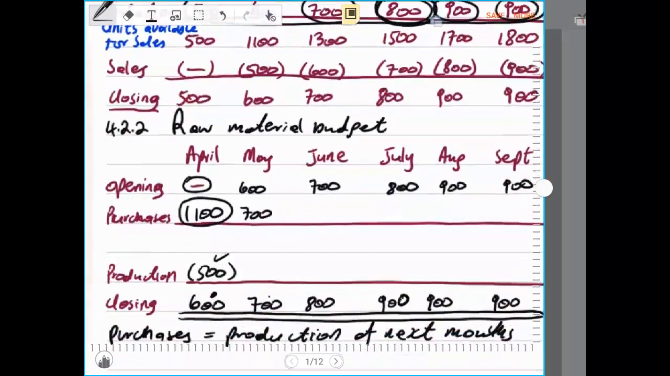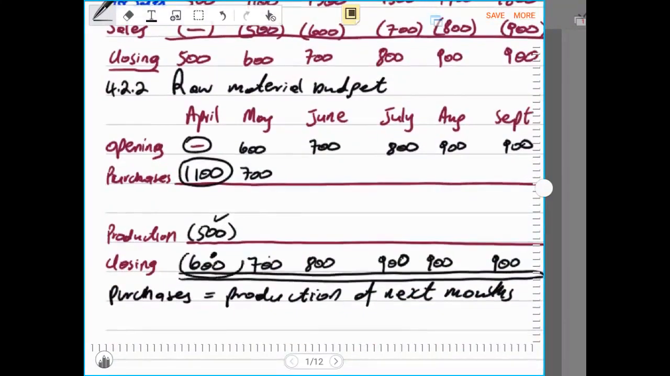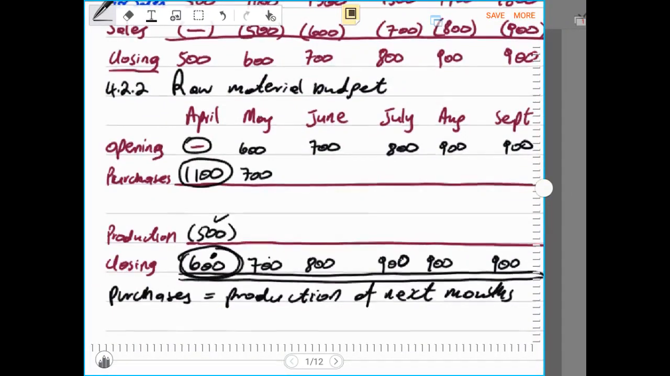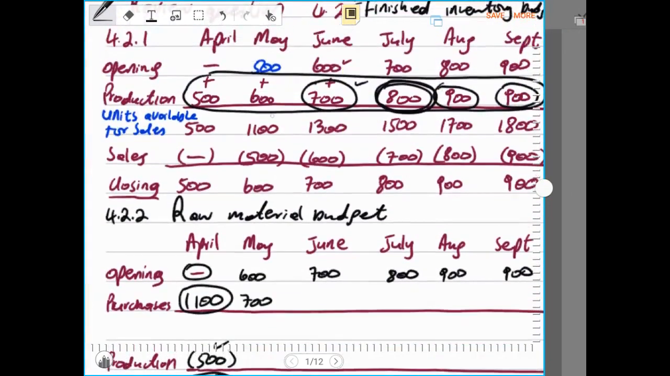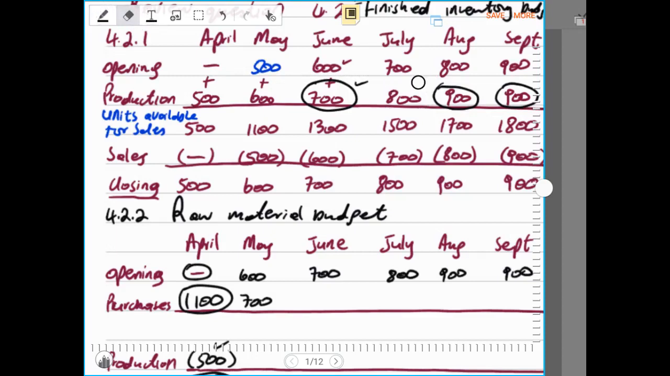So now you see there we do have closing of 600, and the closing of 600 is exactly equal to the production of the next month, and production of the next month was 600 in the month of May. Remember, we are looking at the production, guys, in the finished goods budget. These two budgets, they go together. We cannot leave one without taking into account another budget. So now we continue on that same note.